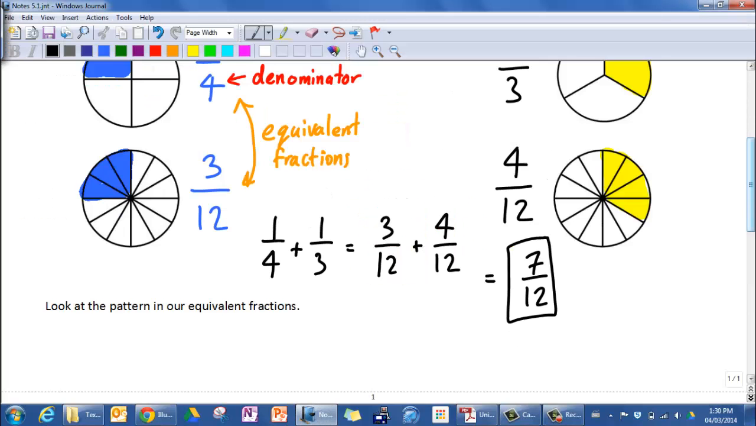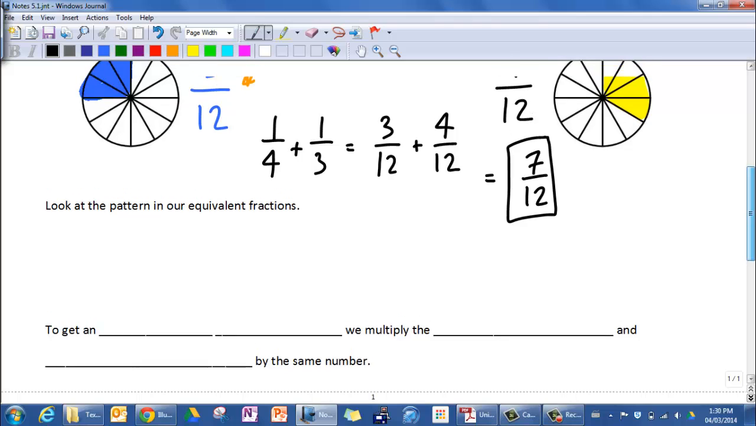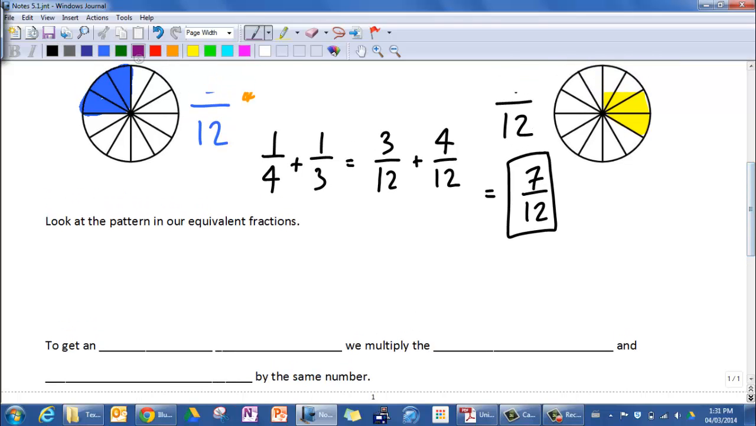So let's take a look at the pattern that we used in order to come up with our equivalent fraction. Our first fraction was 1/4. And we wanted to turn that into 3/12. One way we can do that is by multiplying the top and bottom by the same number. So I multiply top and bottom of this fraction by 3, I end up with 3/12.